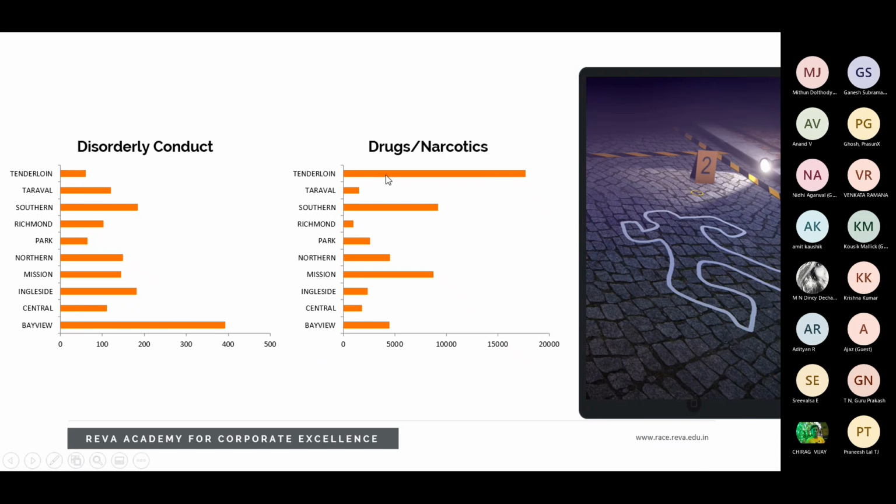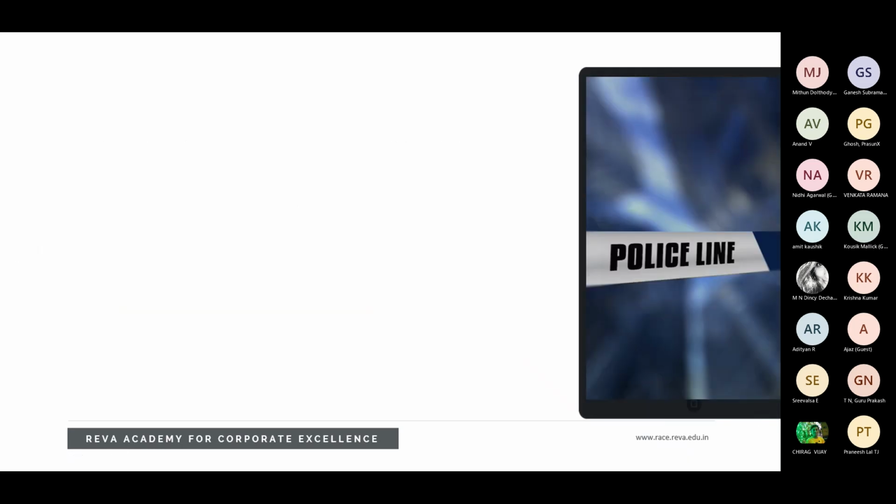Right. Look at drugs and narcotics. Bayview has gone silent. Drugs and narcotics mainly at 1 o'clock in the morning we see. Where is it? Tenderloin is the district where you see mostly drug related offenses that are taking place. Simple bar chart, horizontal bar chart, right?